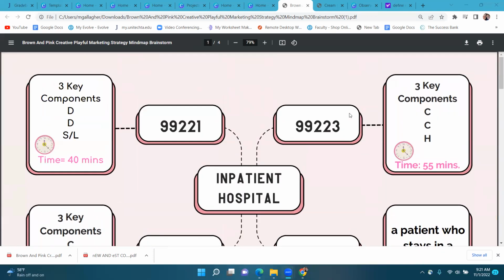Please get into your CPT manual and begin to label your bullet points under each code.